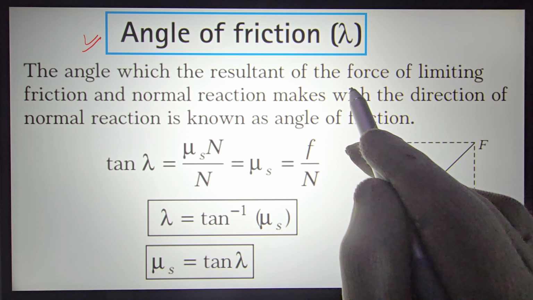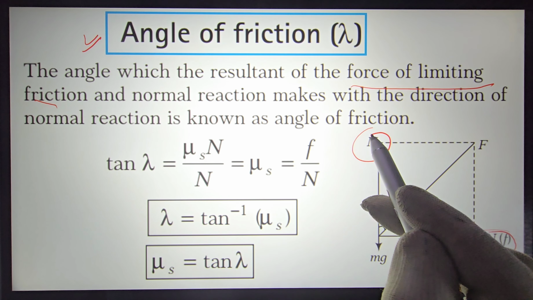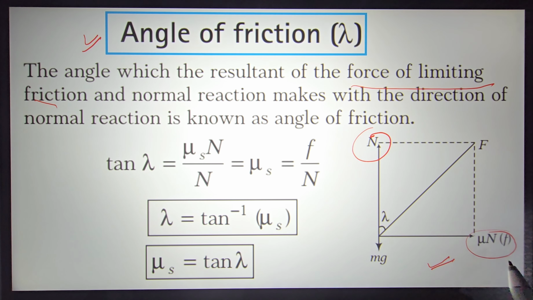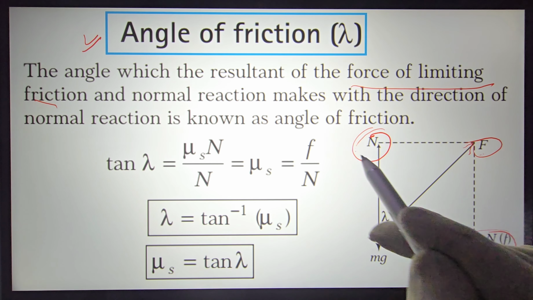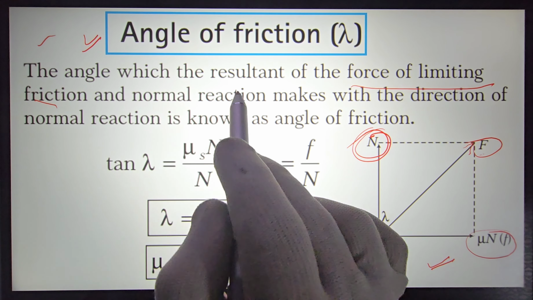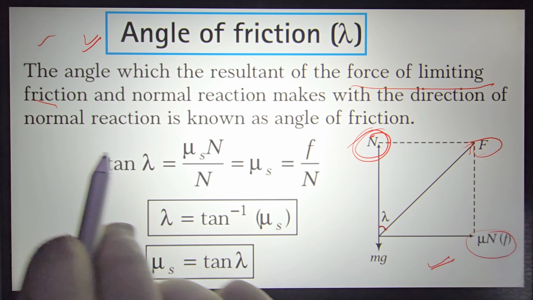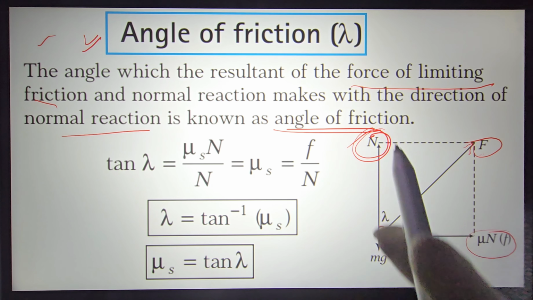There are two forces. One is the force of limiting friction, mu into N, and another is the normal reaction. So these are two forces. The resultant of these two forces is this force F. Whatever angle this force makes with the normal reaction, lambda, that is called the angle of friction. So finally we can say the angle which the resultant of the force of limiting friction and the normal reaction makes with the direction of normal reaction is called the angle of friction. So this is the simple definition.